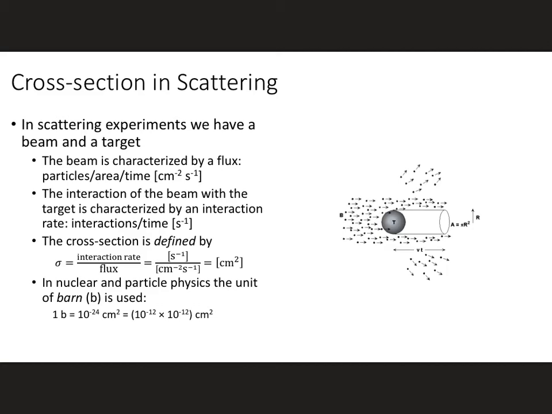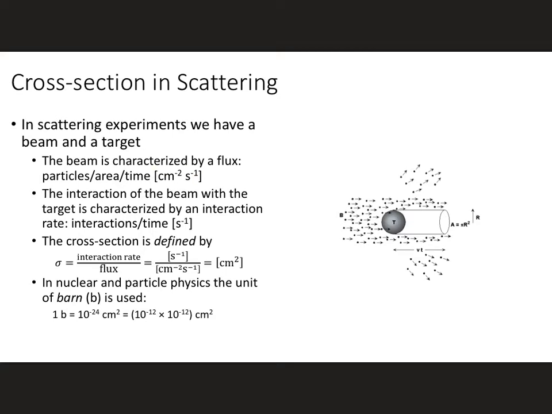Before describing Rutherford scattering, I first need to say a few words about what the cross-section is in scattering measurements. It's the idea of a picture of something as taken in cross-section. So in a scattering experiment, we have a beam, usually, and a target. The beam, pictured here by these particles going like this, is characterized by the number of particles per area per time. In other words, particles per centimeter squared per second, as I show here.